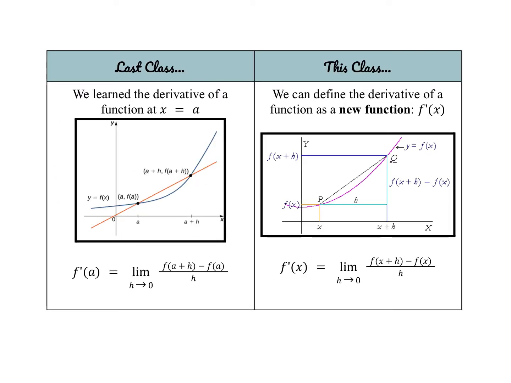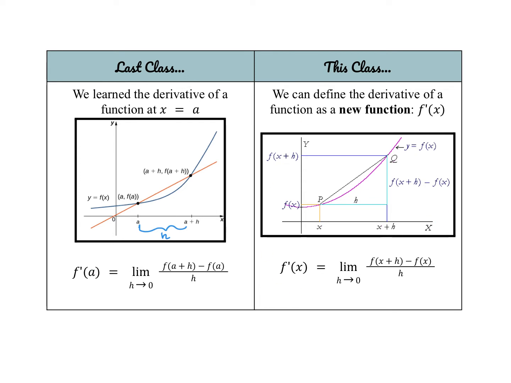So last class, when we were talking about the derivative, we learned the derivative of a function at some value x equals a. And we did that one way with this formula. So f prime of a is the limit as h approaches 0 of f of a plus h minus f of a all over h. And again, the distance between these two x values is just h. So this was one definition, but again, we're evaluating the derivative at some value a.